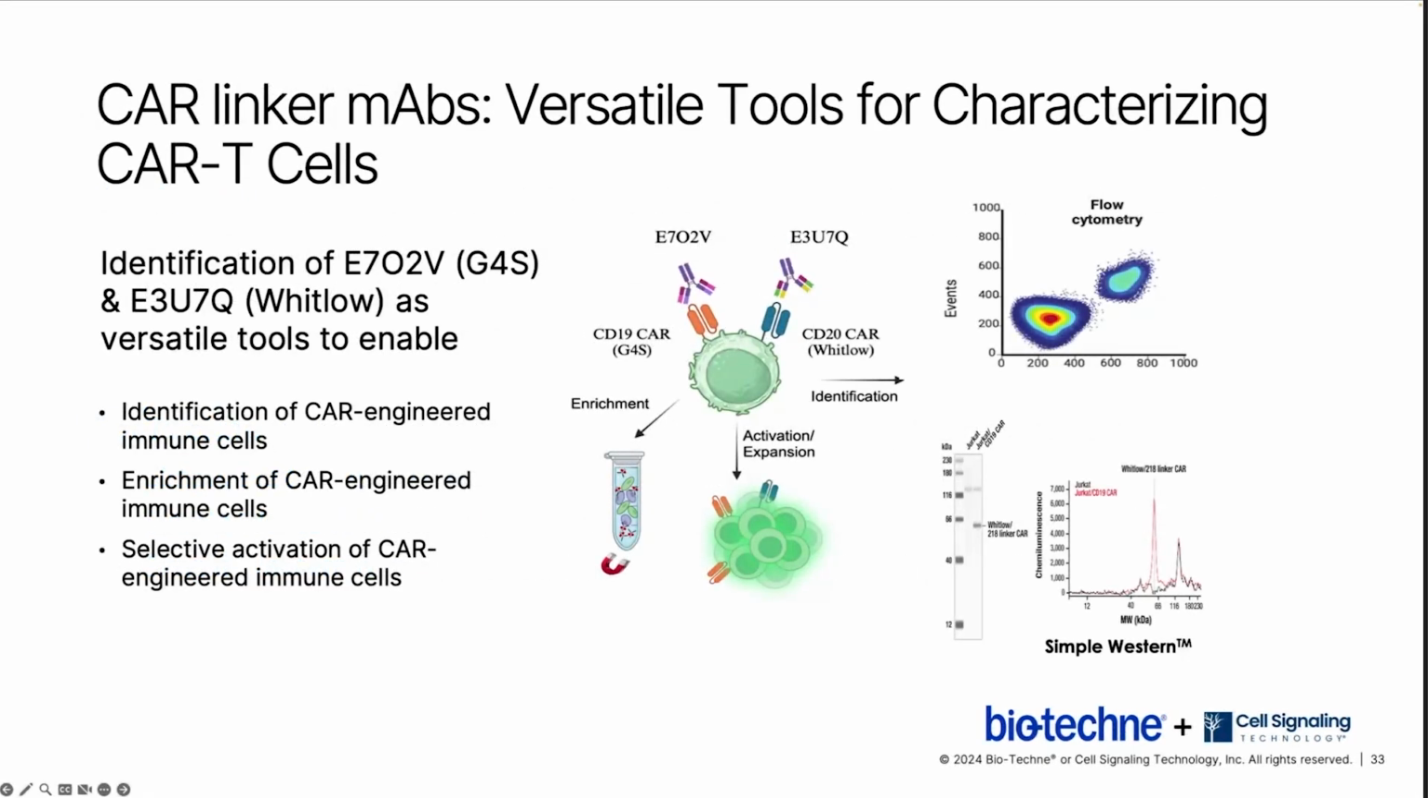Here we have shown that ubiquitous peptide linkers incorporated into scFv-based CARs can be exploited for extensive characterization of CAR-engineered cells. Cell Signaling Technology has discovered 2 novel recombinant rabbit monoclonal antibodies that can be used for the identification of CAR-engineered cells using both flow cytometry as well as capillary Western blotting on the Simple Western platform. Although not highlighted in this webinar, these 2 monoclonal antibodies can also be leveraged for the enrichment and selective activation of CAR-engineered cells.